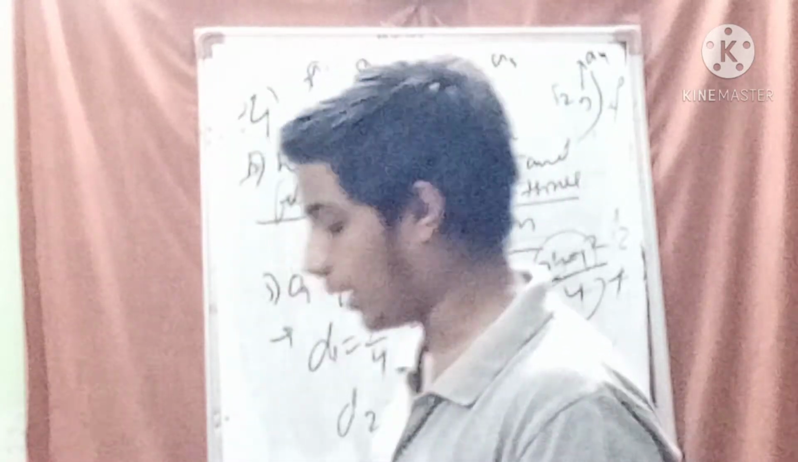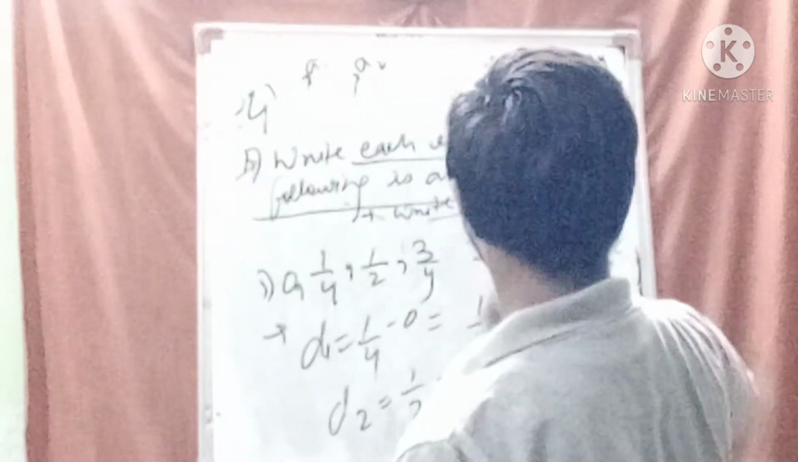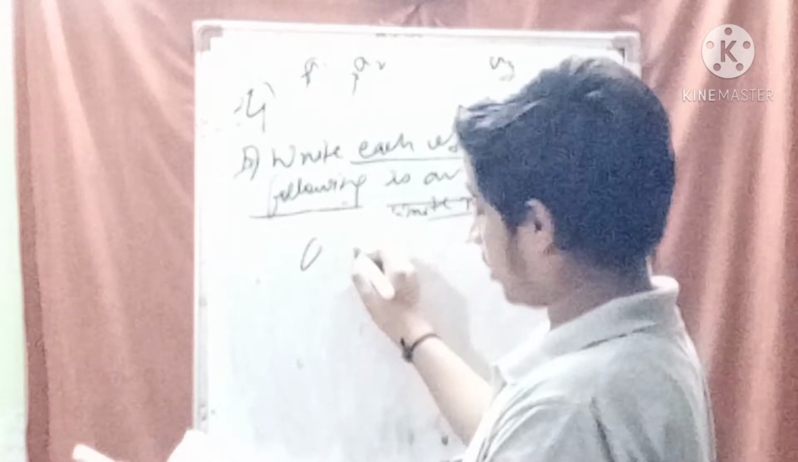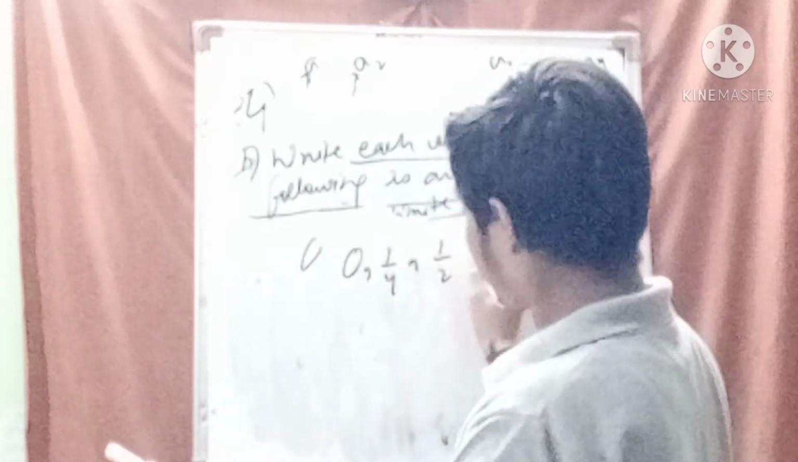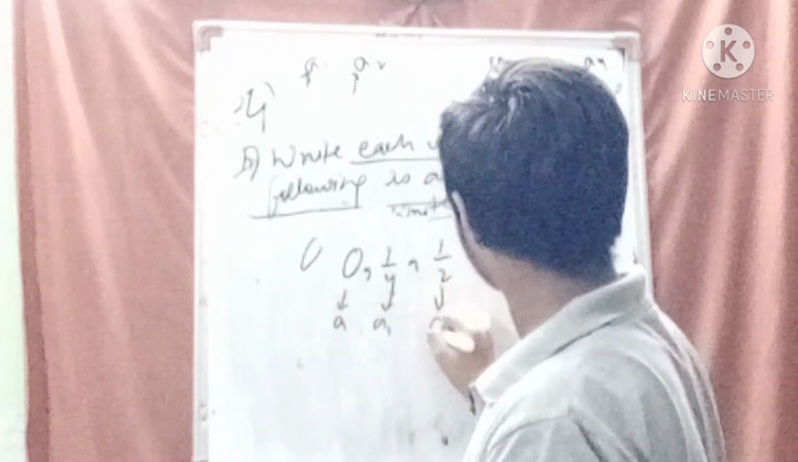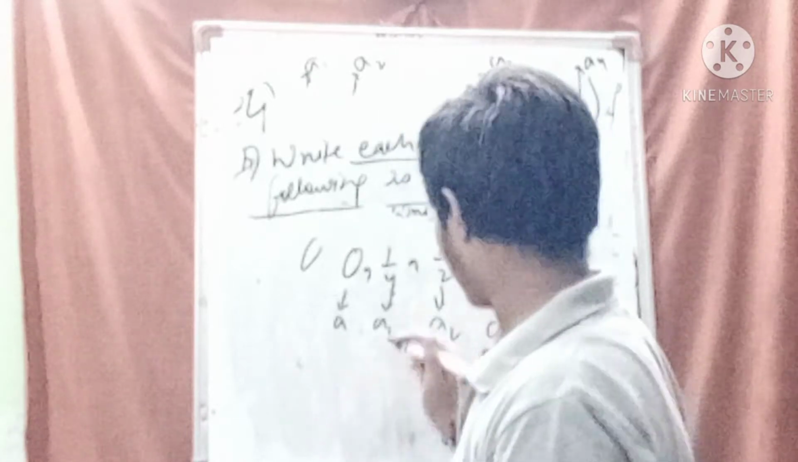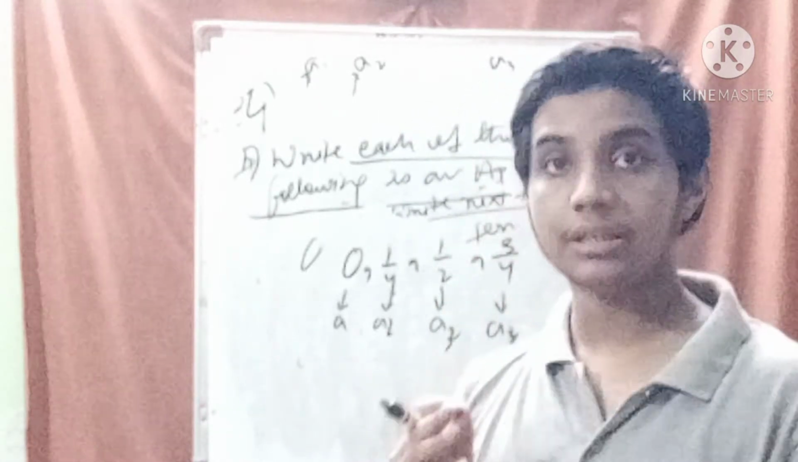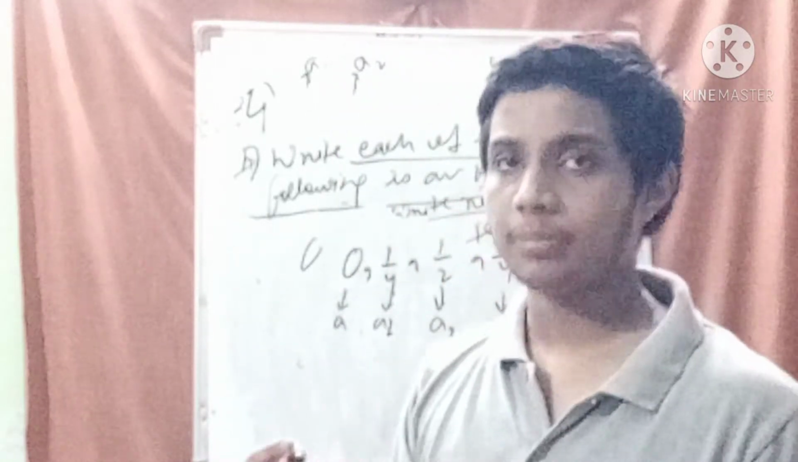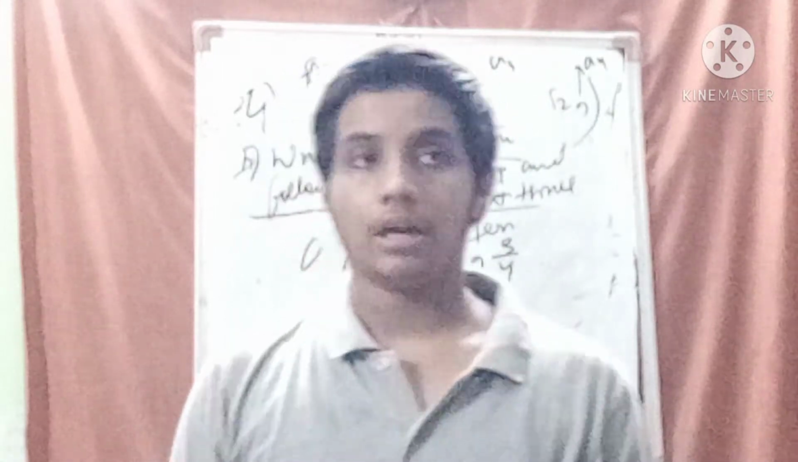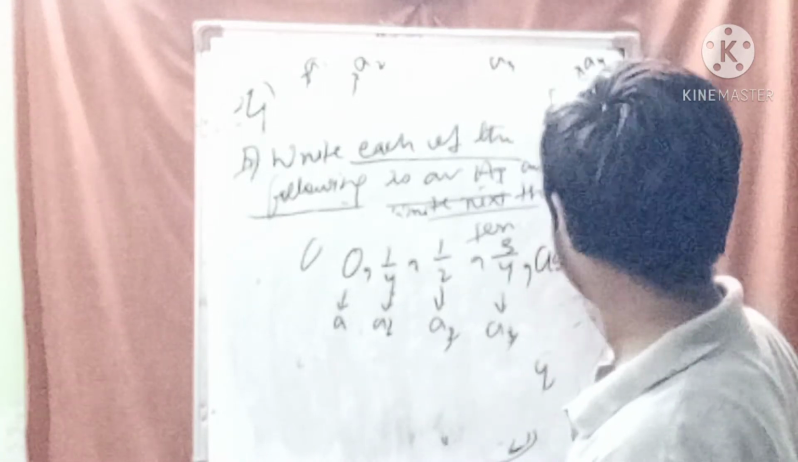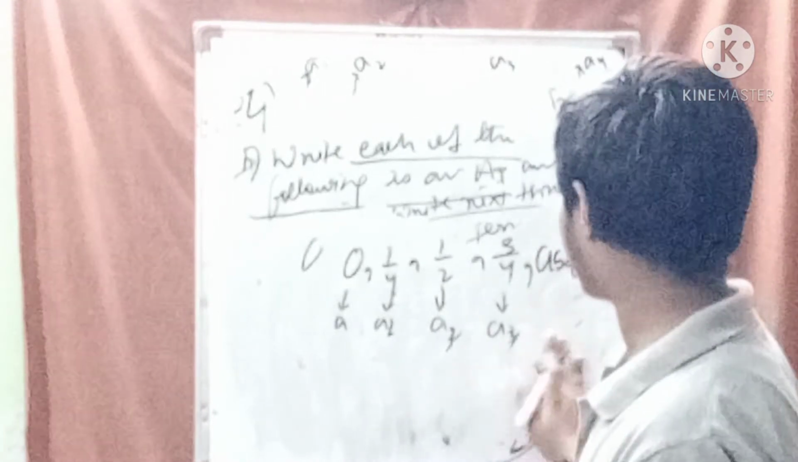Next thing, we have to find the next three terms. We have been given the numbers 0, 1 by 4, 1 by 2 and 3 by 4: A1, A2, A3, A4. Initially some teachers use the addition principle, where you add 1 by 4 to each of them, but I don't think it is a useful approach. If you have a formula, use that formula only. We have to find A5, A6 and A7. We were given till A4.